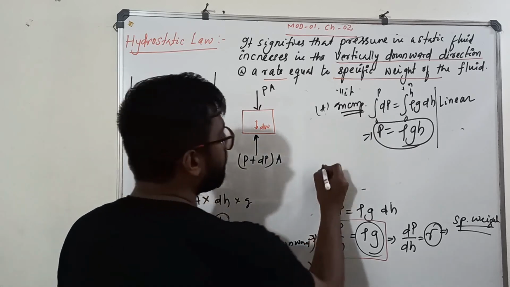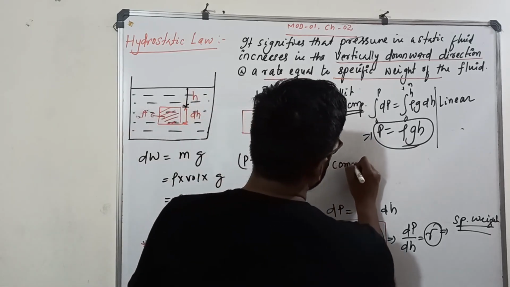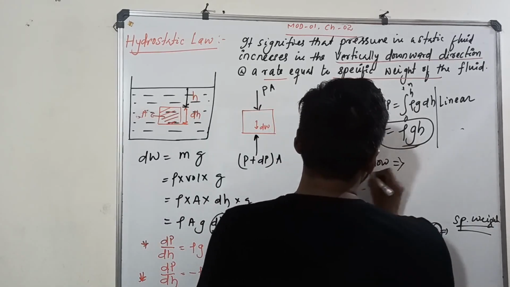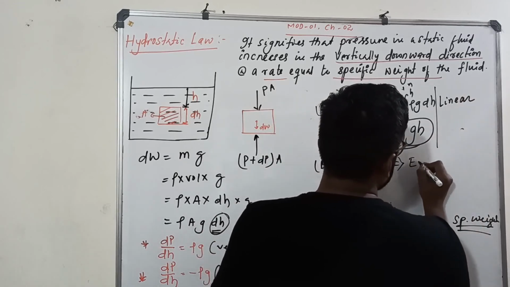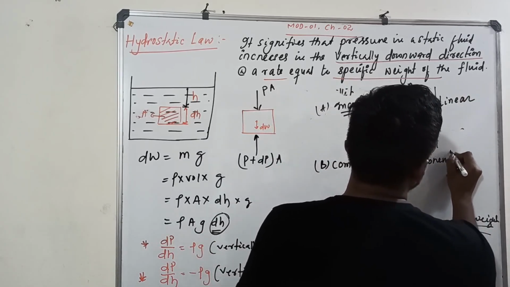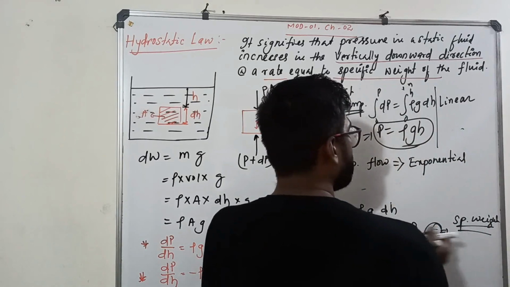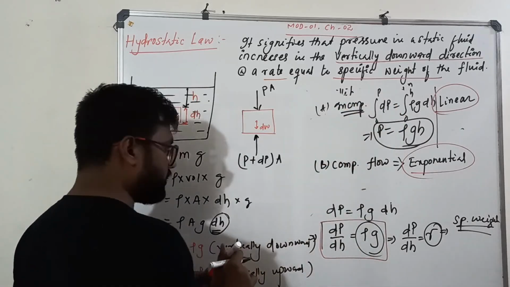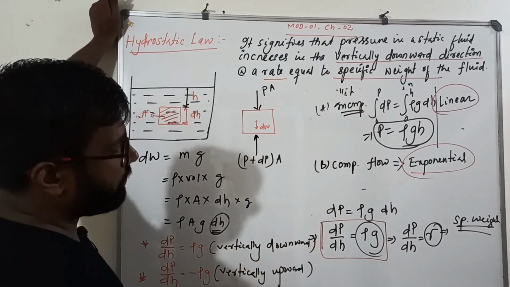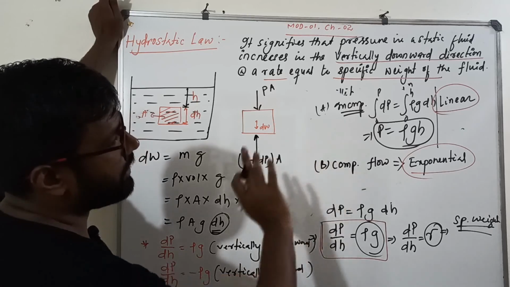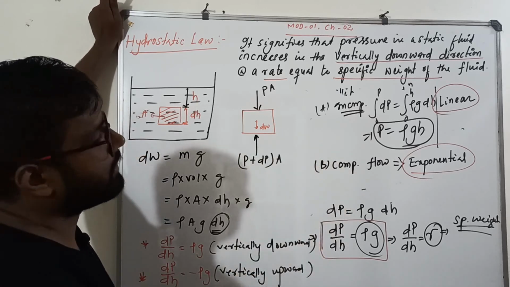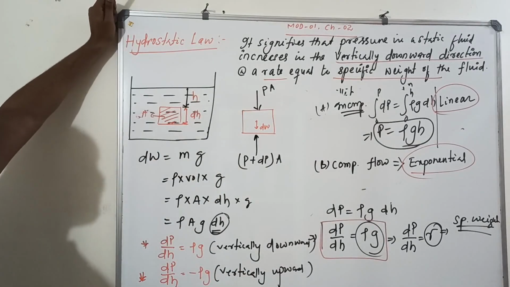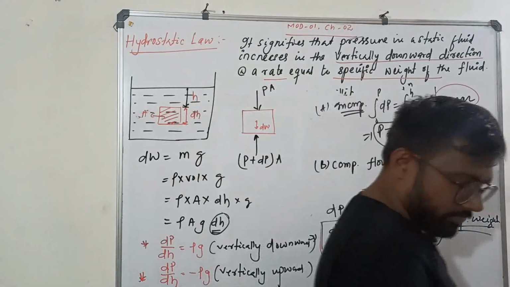Now if I go for compressible flow, remember we can derive it but it is not required. For compressible flow, the relationship is going to be exponential. In case of incompressible flow, the relation between pressure and depth is linear. In case of compressible flow, the relationship between pressure and depth is exponential. Pressure and H is exponential. Good. Pause the video and note it down.